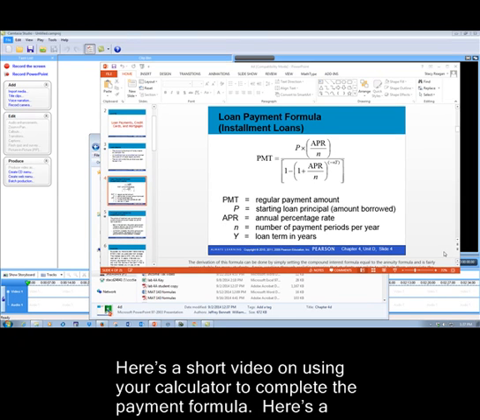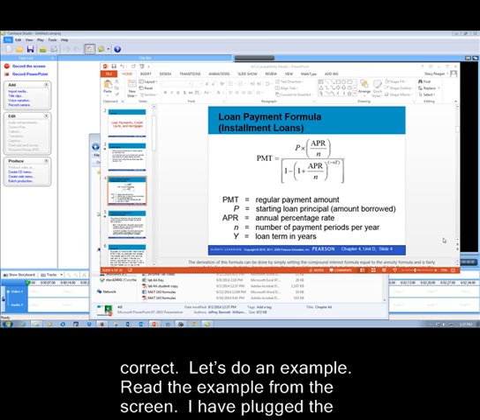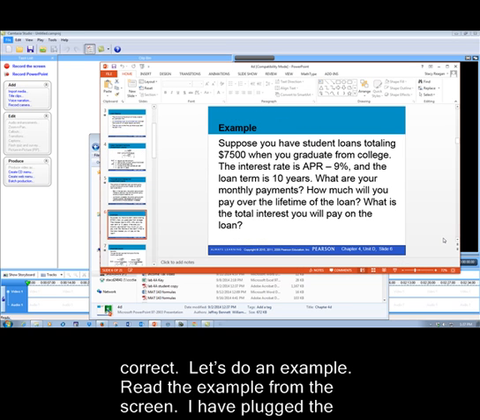Here's a short video on using your calculator to complete the payment formula. Here's a screenshot of your payment formula. Make sure you have everything plugged in completely correct. So let's do an example.